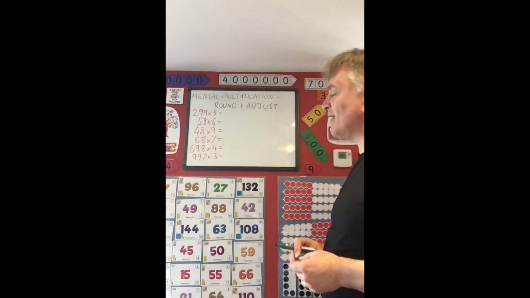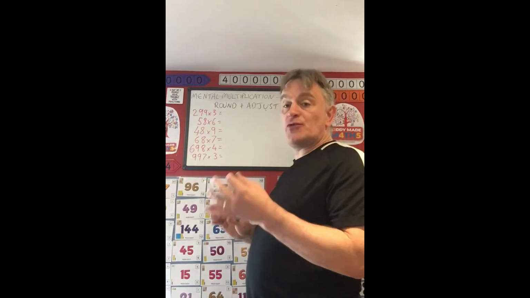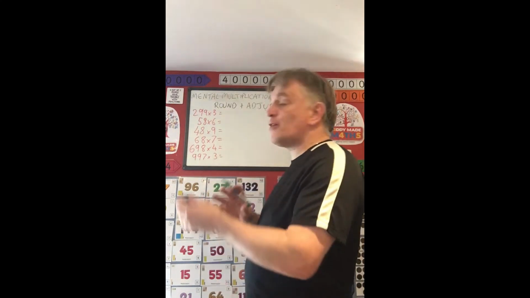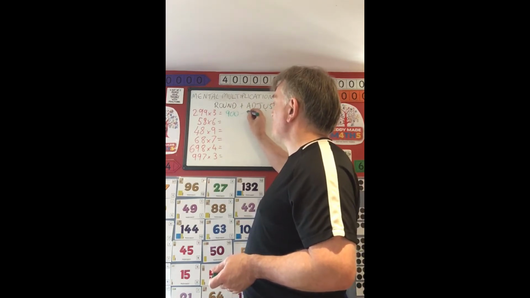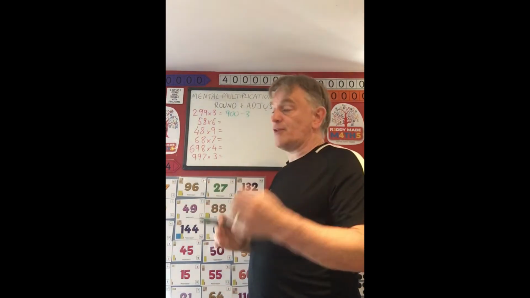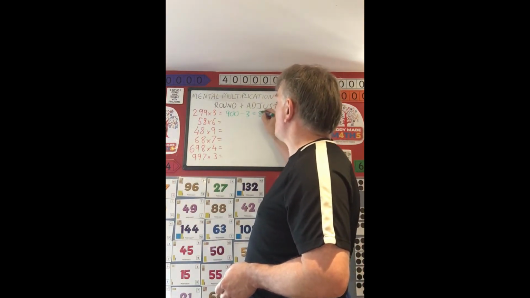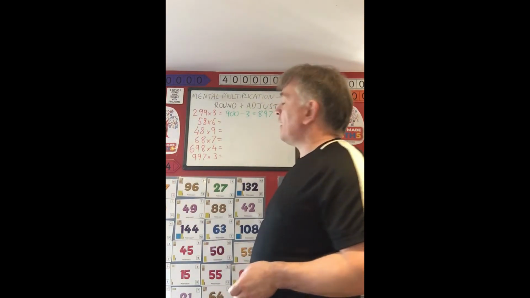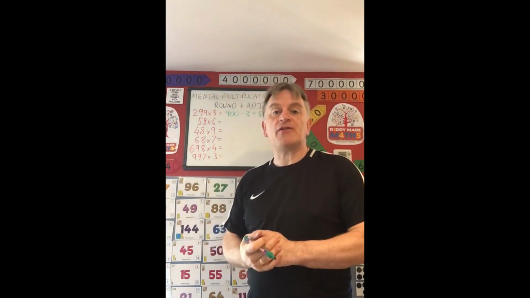299 times 3. Again, this one does end in a 9, so this one should be a little bit easier than the others. 299 is very close to 300. 300 times 3 is 900. And then we subtract the 3, because we want 299 times 3, not 300 times 3. So that gives us 897. Again, we could check by partitioning, but I think at this point, let's just make sure we've got these correct.